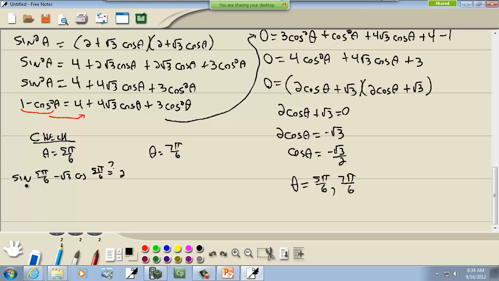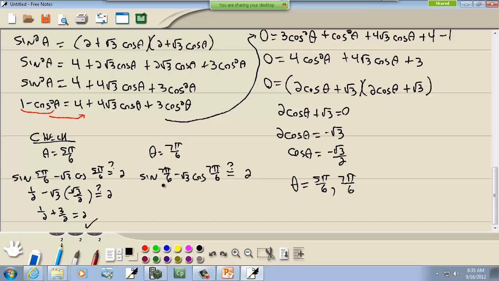Well, sine 5 pi over 6 we said was 1/2 minus square root of 3, and cosine 5 pi over 6 is negative square root of 3 over 2. And that gives us 1/2 plus 3/2, which does equal 2. Now if I plug in 7 pi over 6, we've got sine 7 pi over 6 minus square root of 3 cosine 7 pi over 6. And this is a question mark if that's equal to 2.